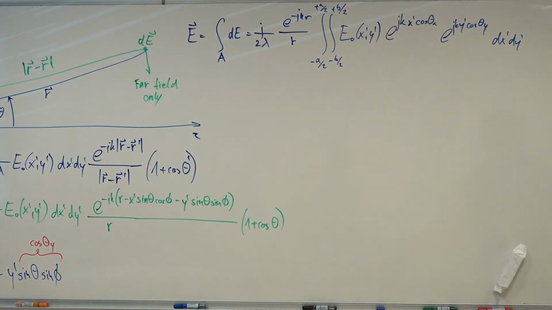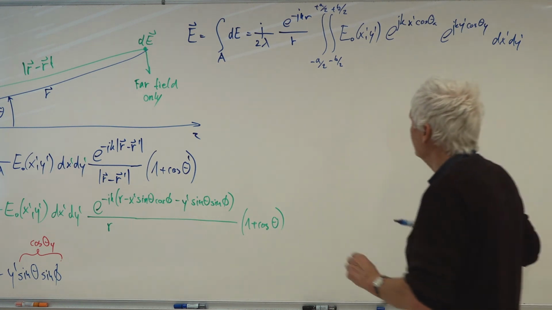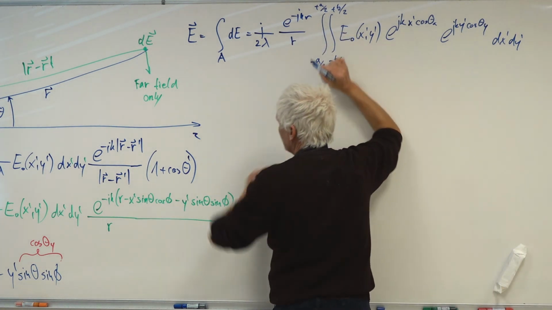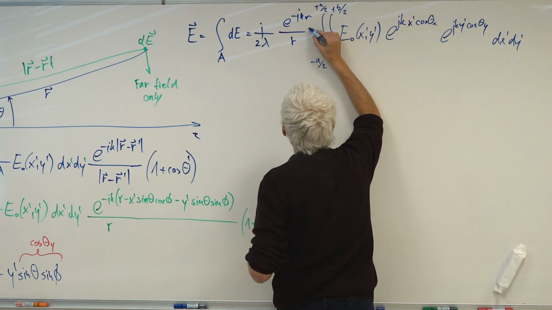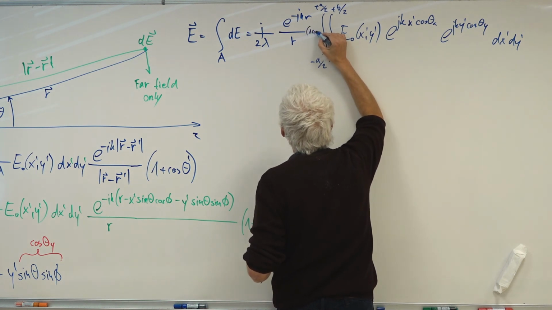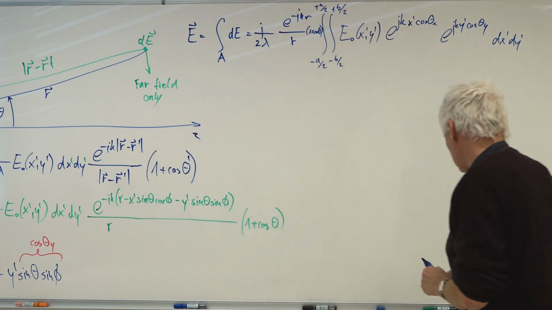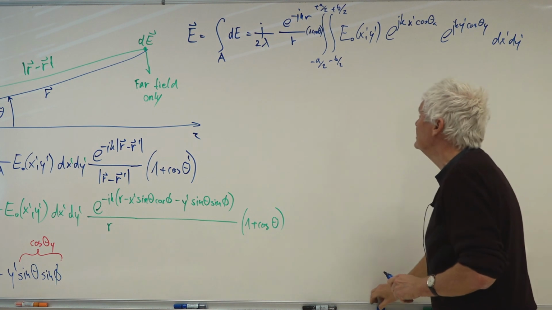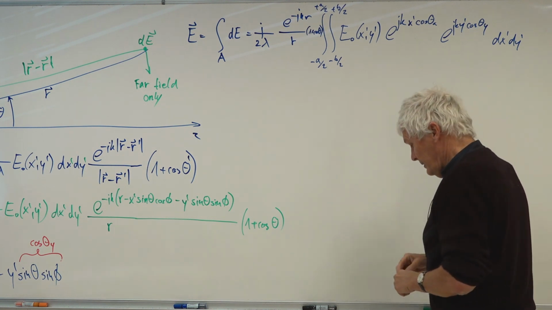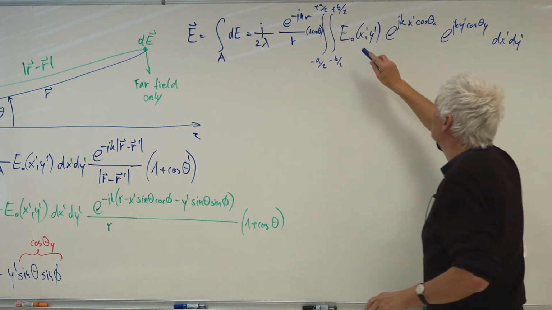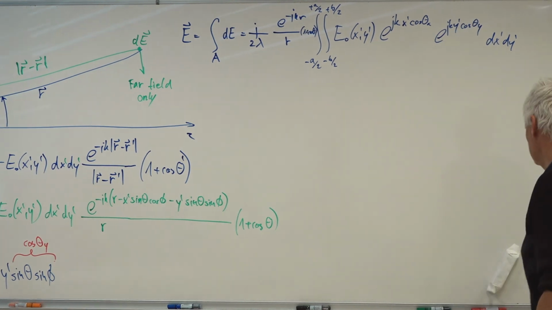So in this way, I can calculate the whole radiated field. And something I forgot here, this term, 1 plus cosine theta. I forgot to write this one here. So this is constant with respect to our integration, so we can simply put it in front. Now the question is to evaluate these integrals.